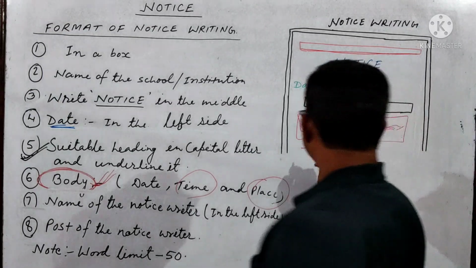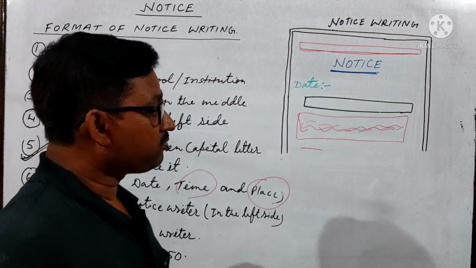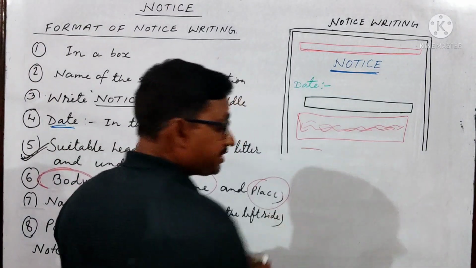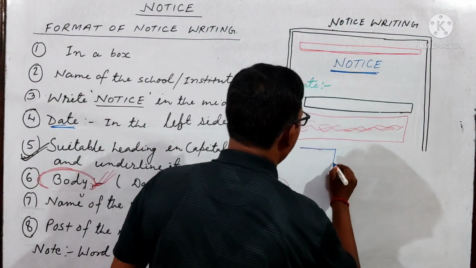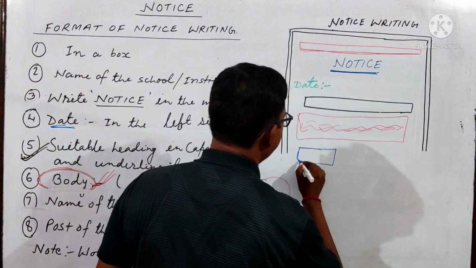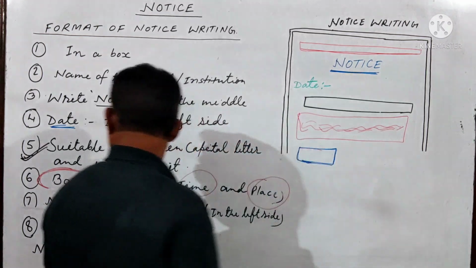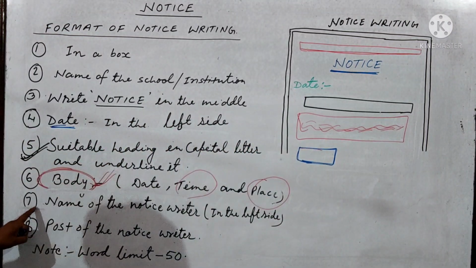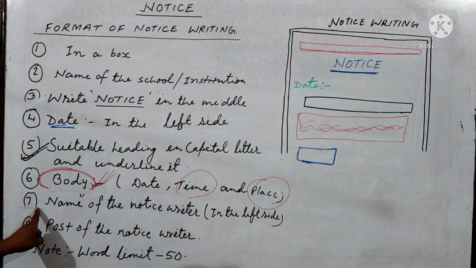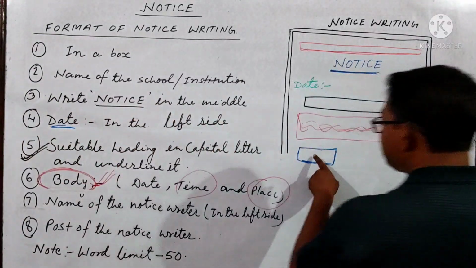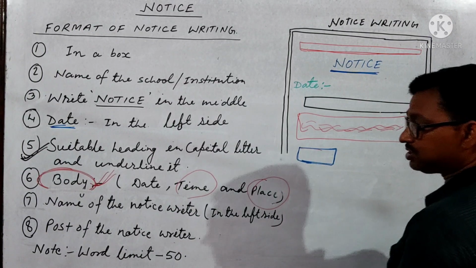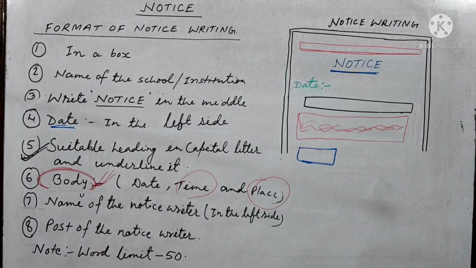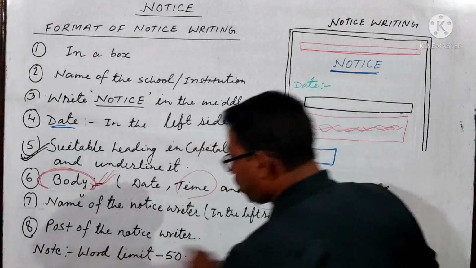So after the body, what will you write? Name of the notice writer. You can see it in blue color also. You have to write the name of the notice writer, which is the seventh step. You have to follow that. And after the name of the notice writer, the last thing that you have to do is write the post.